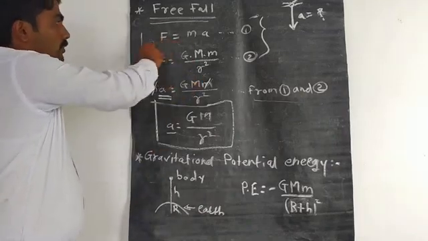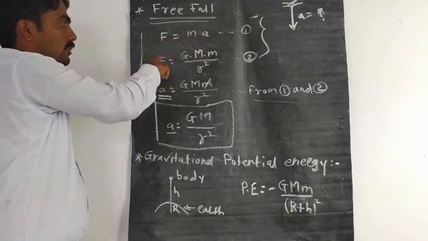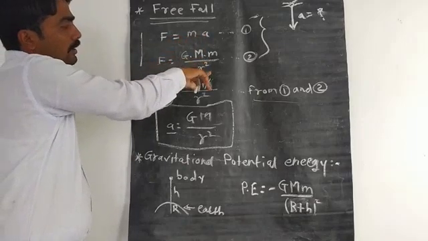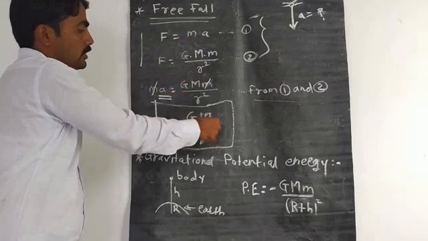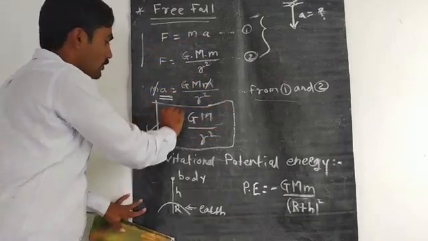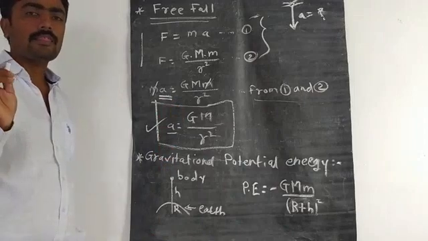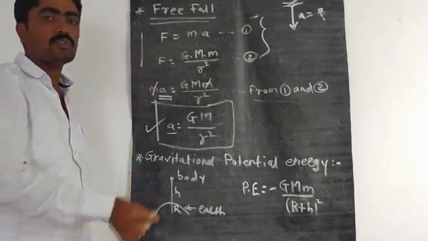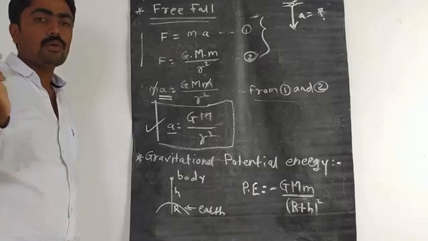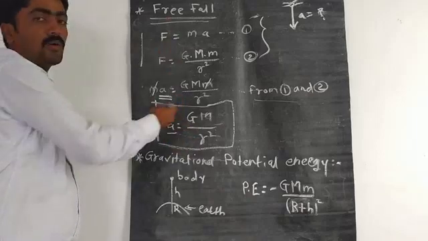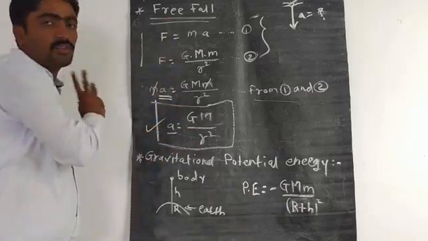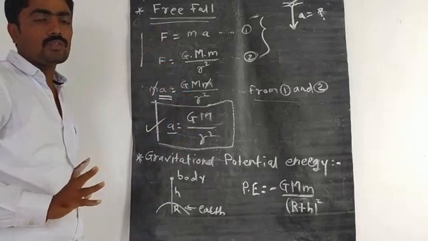Write down F is equal to m a, that is mass into acceleration. F is equal to G M m upon r square. m cancels. a is equal to G M upon r square. This is the formula for the acceleration. Your 3 marks question is ready right here: the definition of free fall for 1 mark, and obtaining the formula for 2 marks.